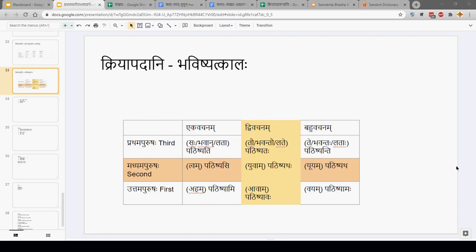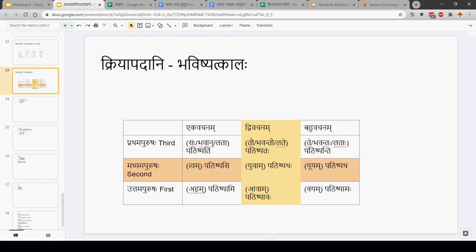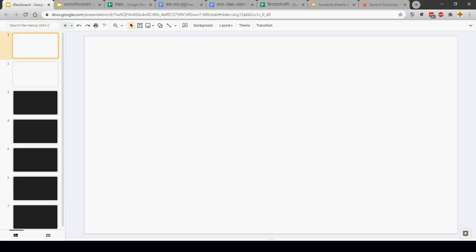Okay. Alright, ready to move on to the next one. Sankhyaha. Change to this one. Sankhya is numbers. How do the numbers look in this language?